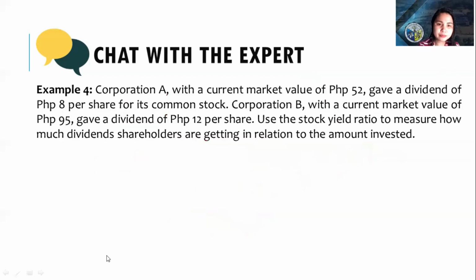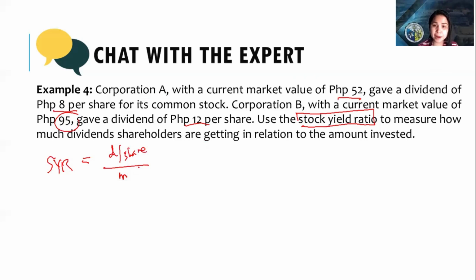The next one: Corporation A, with a current market value of 52 pesos, gave a dividend of 8 pesos per share for its common stock. Corporation B, with a current market value of 95 pesos, gave a dividend of 12 per share. Use the stock yield ratio to measure how much dividends shareholders are getting in relation to the amount being invested. How do we solve the stock yield ratio? The stock yield ratio is dividend per share divided by the market value.